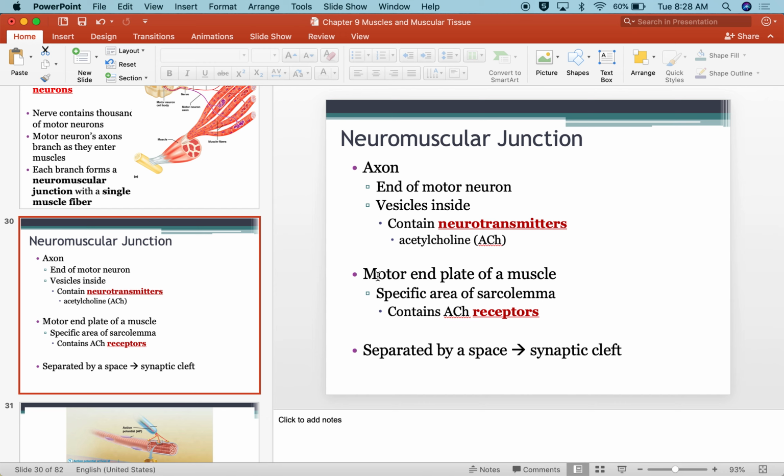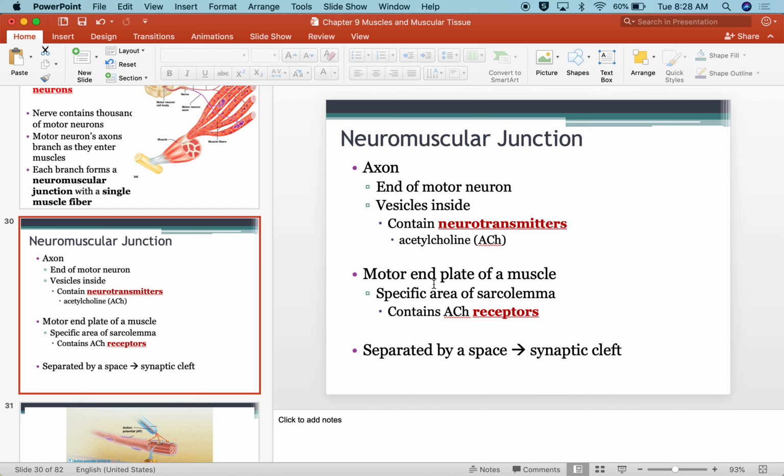And then we have the motor end plate of the muscle. This is the muscular portion of the neuromuscular junction. The axon comes in and communicates with the motor end plate. This is the specific area on the sarcolemma, which is the cell membrane, that contains the receptors for this neurotransmitter. So this neurotransmitter travels from the nerve to the muscle to start that electrical stimulation within the sarcolemma.